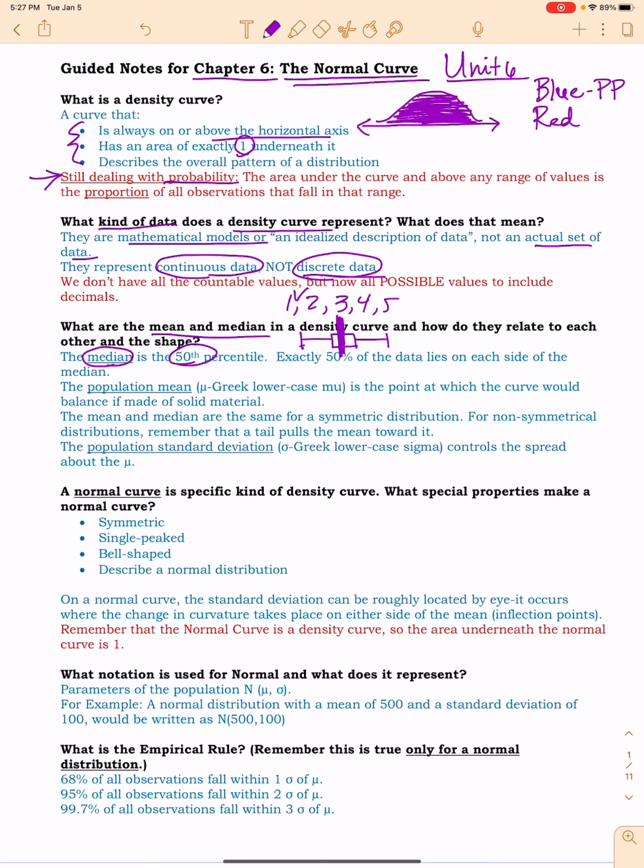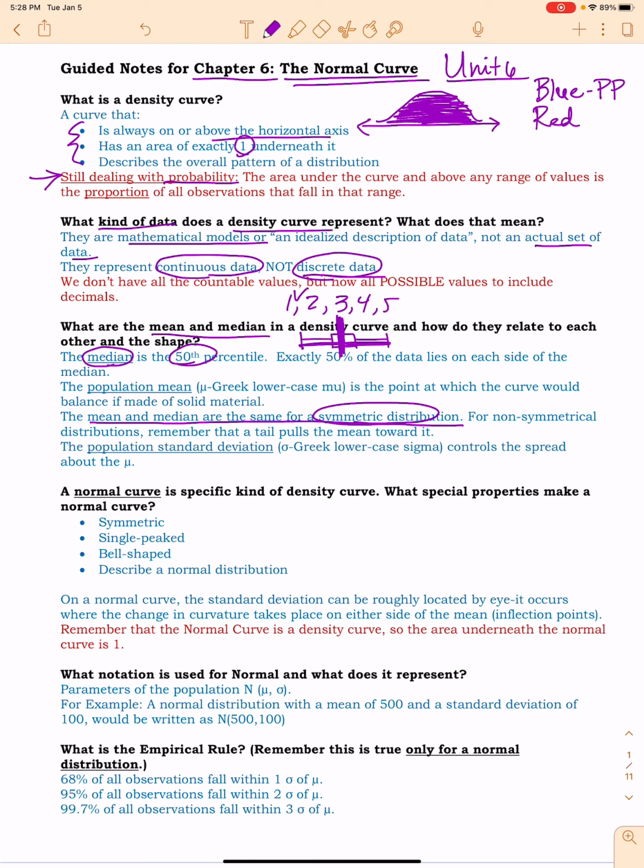That means half of my data is on this side and half of my data is on this side. Well, the beauty of the normal curve is that it is symmetric, so the mean and median are going to be the same. And if you'll recall, when we first started talking about mean and median, if your distribution is skewed left, that means your mean is going to be lower than your median. If your distribution is skewed right, then your mean is going to be higher than the median. It gets pulled in the direction of the skew. So for our situation here, we're dealing with a symmetrical distribution, and we'll get more into the details of that in a minute. So your mean and median are going to be the same.